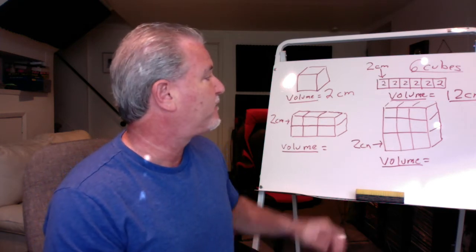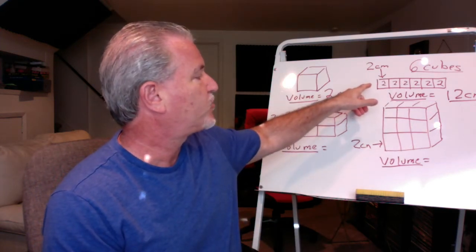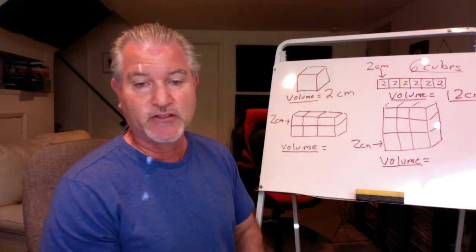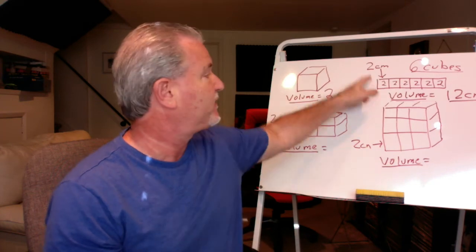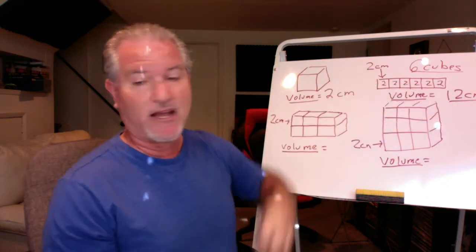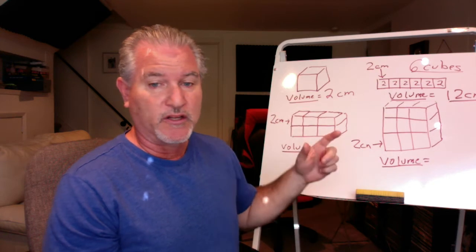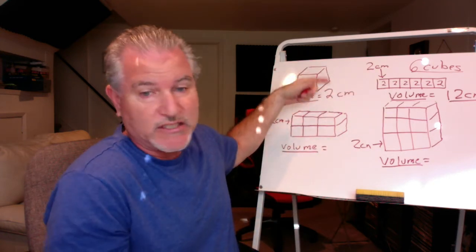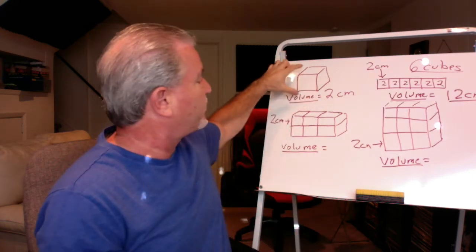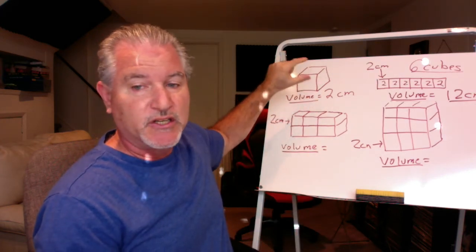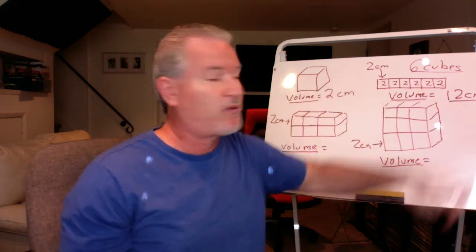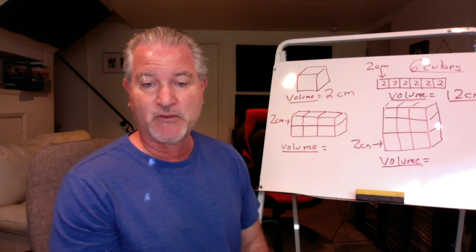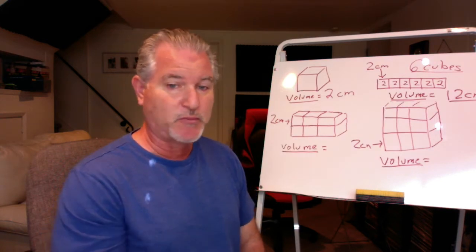So it's as easy as that, okay? If I have a shape with 4 cubes, and each one is 2 centimeters, it's 4 times 2 is 8. If it's 10 cubes, then it's 10 times 2 is 20. So whatever the volume of 1 cube is, you take that number and you multiply it by the number of cubes, and that gives you your total volume for that particular shape. That part's pretty easy.